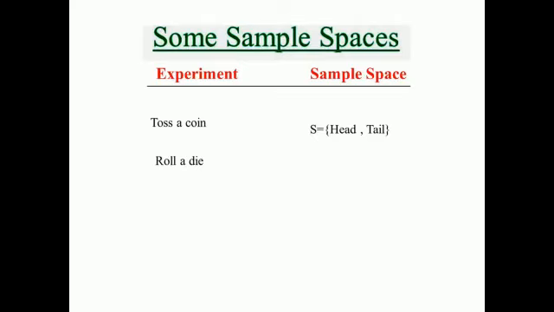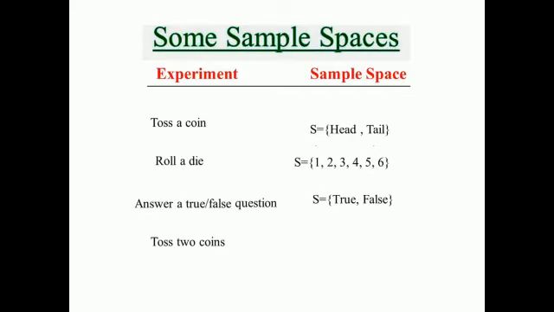Next one, roll a die. A die means 6 faces are there. So you can write 1 to 6. Okay, next one. Answer a true false question. Yes or no questions. You will get yes or no. Two options are there. So you can write sample space is equal to true, comma, false. Toss 2 coins. So you will get head head, head tail, tail head, and tail tail. So this is the way we write sample space.